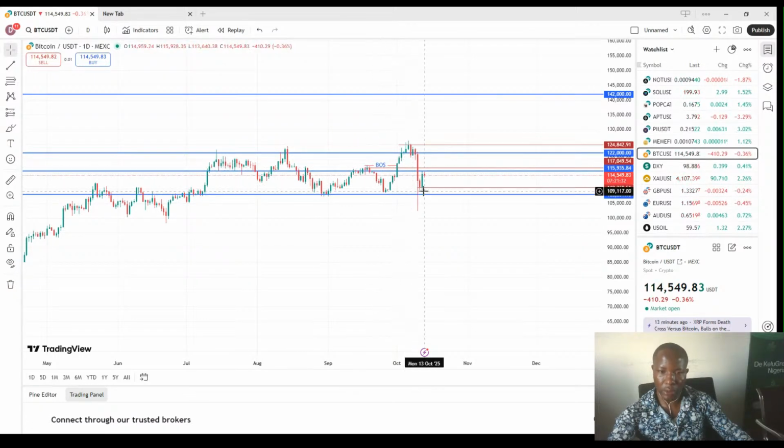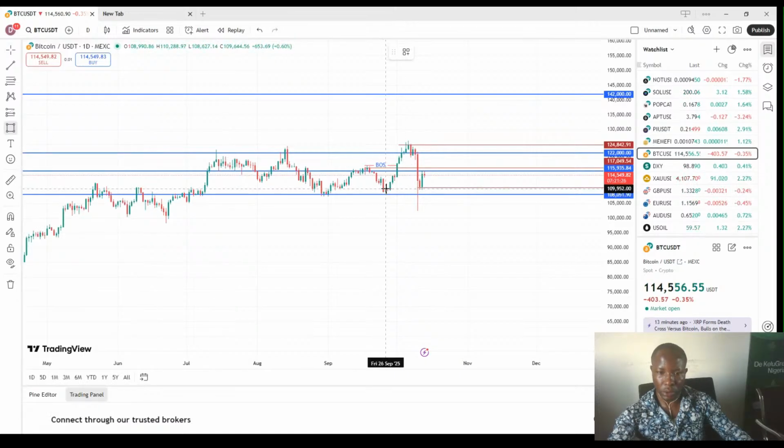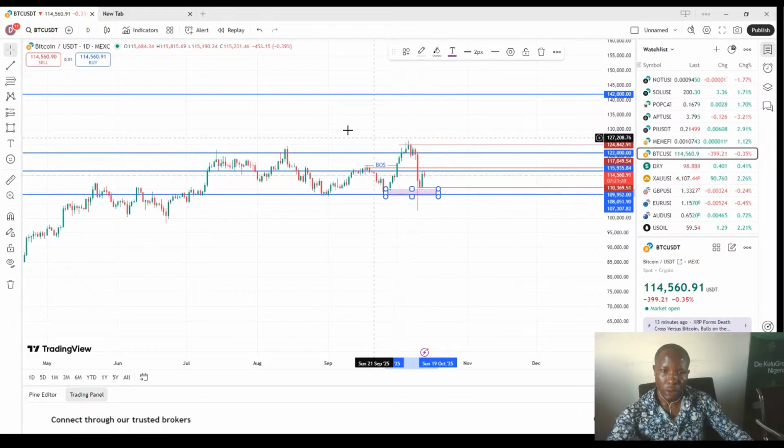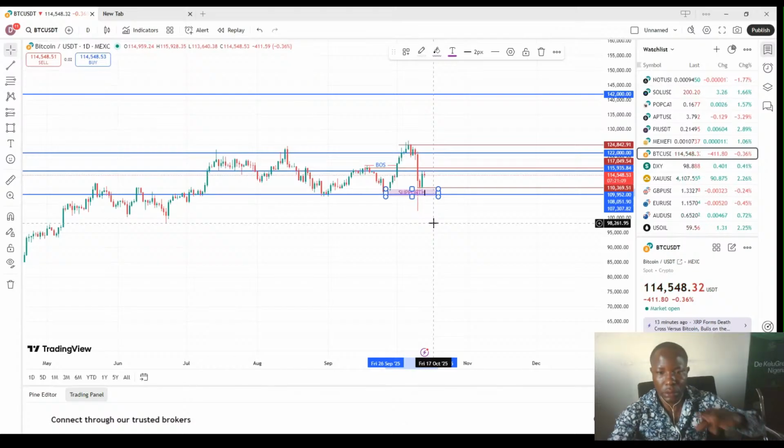Then we'll mark out the support. This is the support that gave us that break of structure, which is here, right? And this is support, right? Support there. This is support.